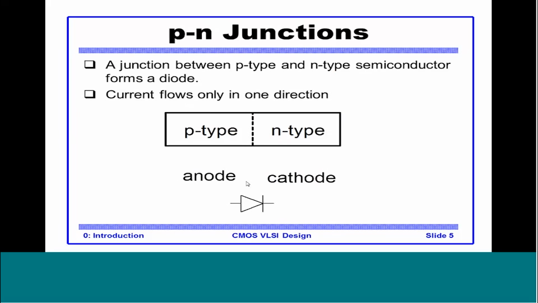The most fundamental circuit that can be built out of a p-type and an n-type device is a diode. A diode is a junction between a p-type and an n-type semiconductor. The current flows only in one direction. On the n-type there's an excess of electrons. On the p-type there's an excess of holes. The electrons flow from n to p. Therefore, the conventional current flows from p to n. So p acts as an anode and n-type acts as a cathode. The important thing to remember here is that the current can only flow in one direction, from the p to the n-type.